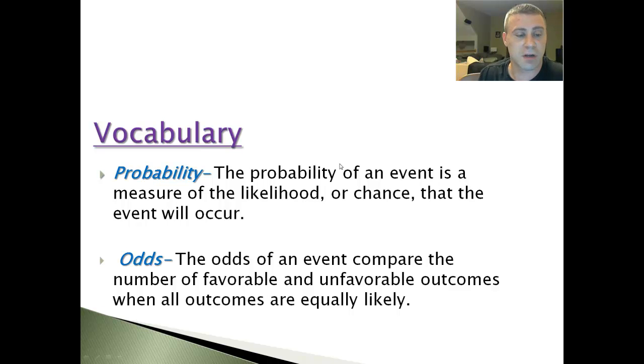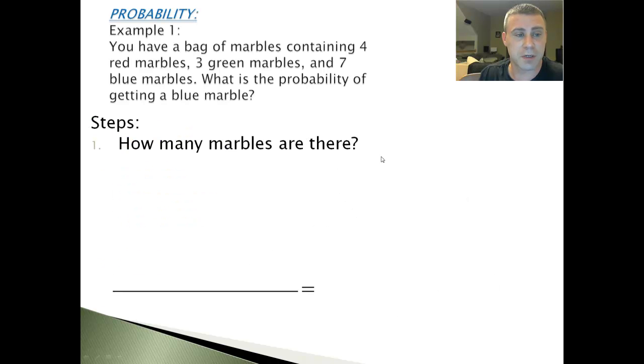Okay, so that one was a little wordy, but if you see it, hopefully you'll understand a little bit better. So let's start off with probability. We're going to do an example here. You have a bag of marbles containing 4 red marbles, 3 green marbles, and 7 blue marbles. What is the probability of getting a blue marble? The first thing you want to do when you're figuring out probability is to find out your total number of objects. In this case, it's marbles. So how many marbles are there total? We have 4 red ones, 3 green ones, and 7 blue ones. So you've got 4 plus 3 plus 7. It's 14 marbles.